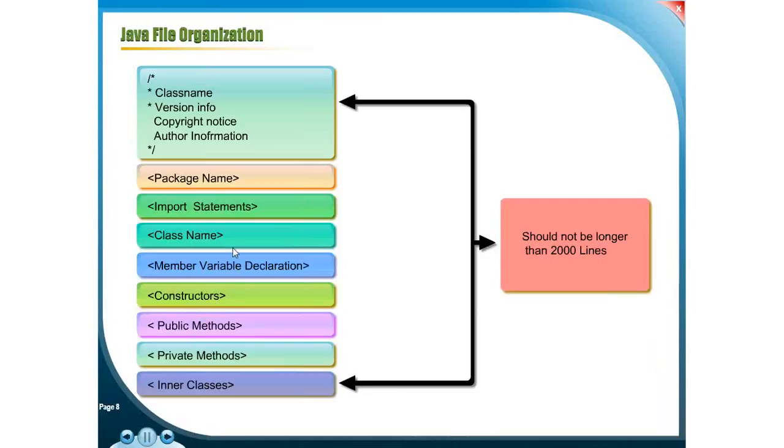You need to follow these standards. Refer to this video as many times as possible, so that whenever you are writing Java statements, your mind is set with these coding standards. Then public methods, private methods, and if there are any inner classes. And a file should not contain more than 2000 lines. If it contains more than 2000 lines, you can break it up and move to some other classes.